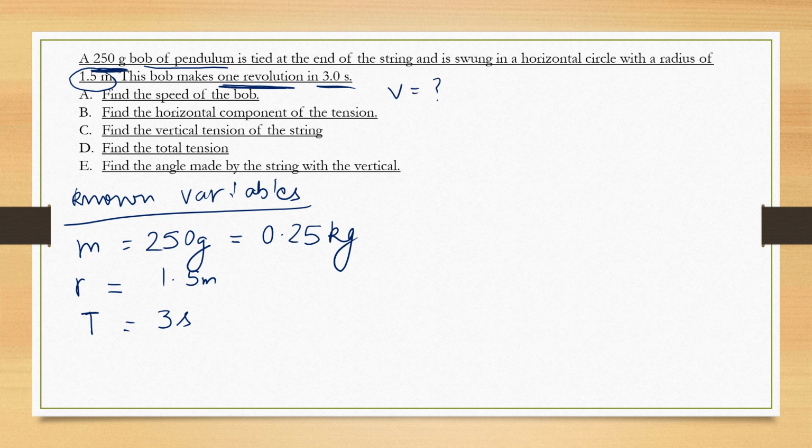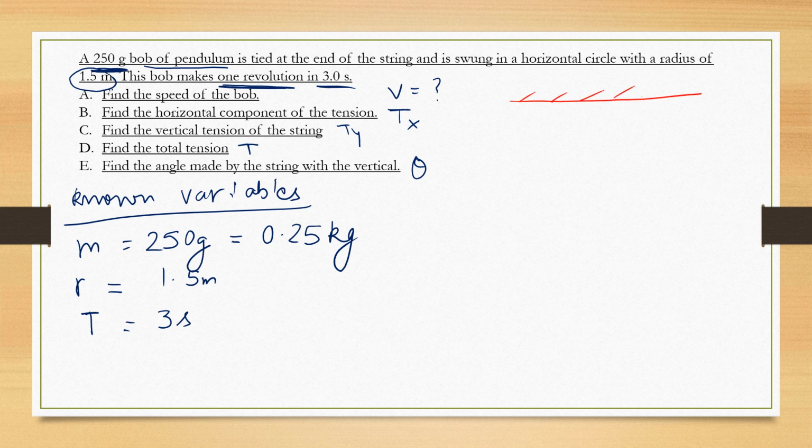The next step we want to find is the horizontal component of the tension. Then the vertical component of tension. Then we need to find the resultant tension, that is the total tension. And then we need to find the angle made by the string with the vertical, right? So the next step is to draw the diagram.